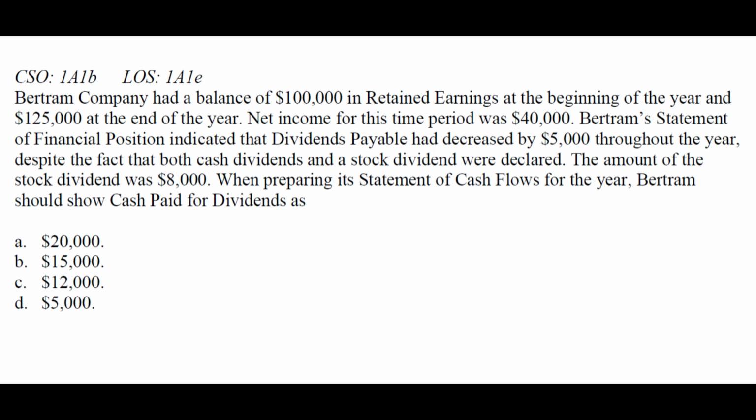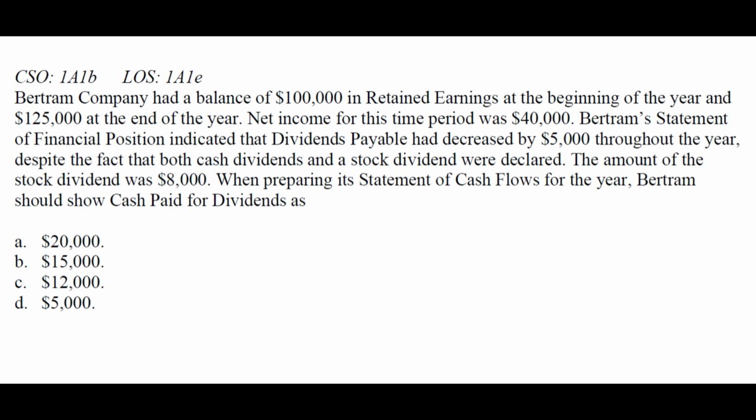These total dividends include both cash dividends and stock dividends. Because the stock dividend is $8,000, cash dividends declared are 15,000 minus 8,000, which is equal to 7,000. Finally, the question asks for cash paid for dividends, which requires adjusting for the change in dividends payable. First, determine the cash dividends actually paid. The dividends payable account decreased by $5,000, meaning the company paid $5,000 more than it declared in cash during the year. 7,000 plus 5,000 is equal to 12,000.